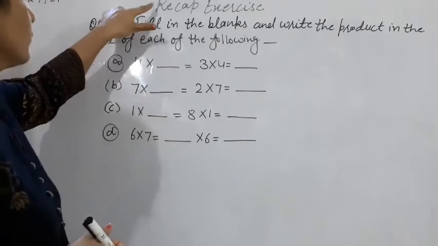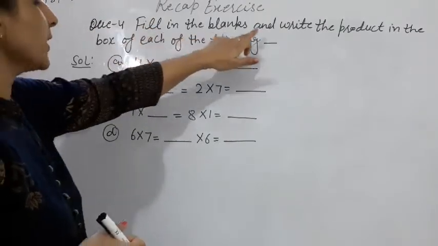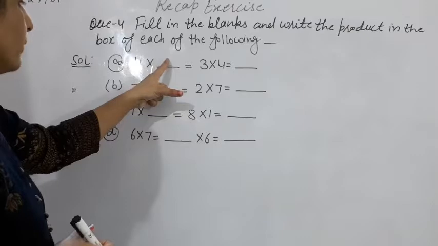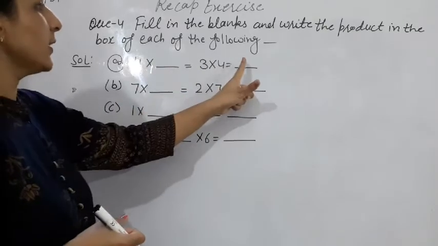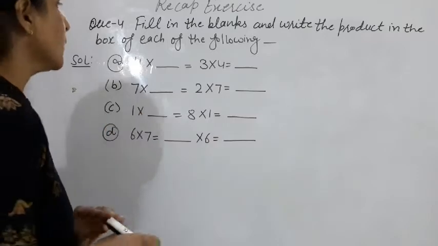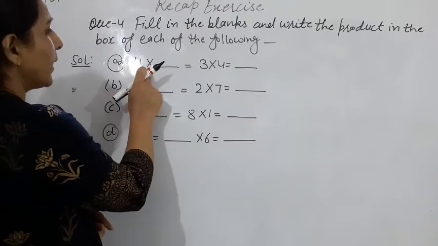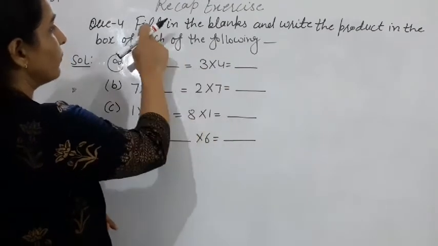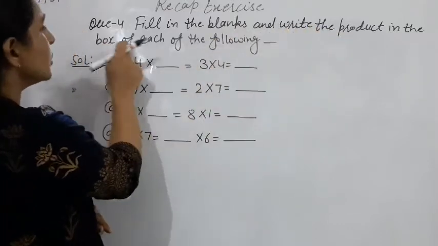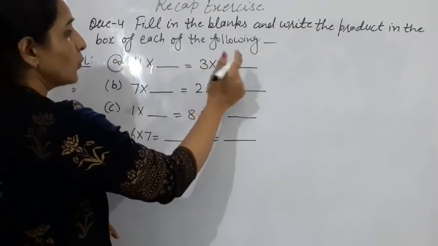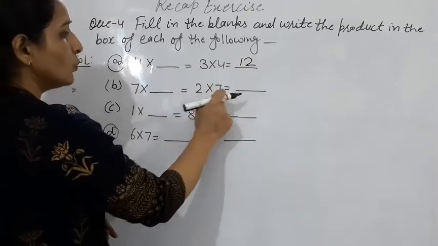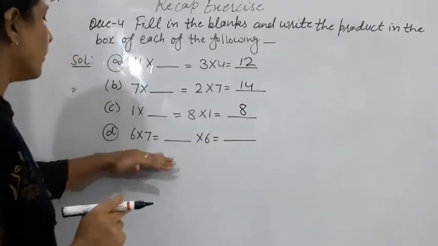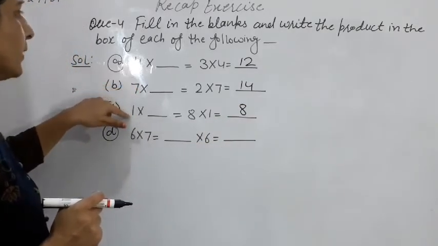Now the question number 4 of the recap exercise. Fill in the blanks and write the product in the box for each of the following. Clear? Here we will fill the given blanks and then write the product here. So here, 4 multiplied by which number gives our answer 12? We will solve here. Here we write 3 4s are 12, 2 7s are 14, 8 1s are 8 and after that we will do it. Let's see parts A, B and C.